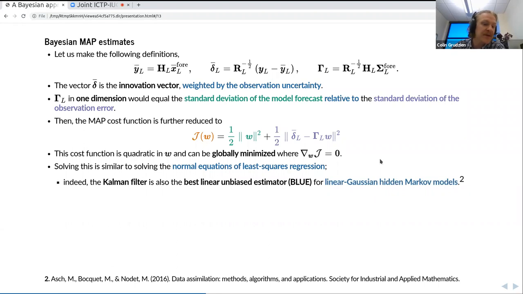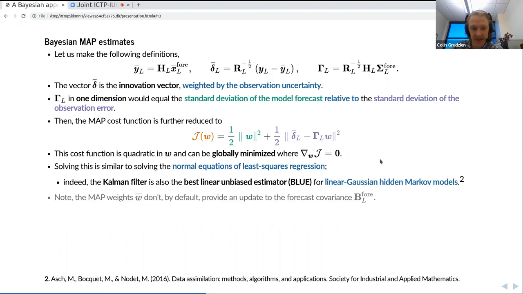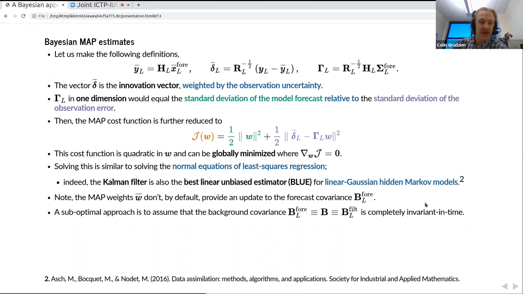And this is, of course, because the Kalman filter is exactly the best linear unbiased estimator for a linear Gaussian hidden Markov model. But let's note that the MAP weights, if we find this optimal w bar, don't by default provide an update to the forecast covariance. And one suboptimal approach is to simply assume that this background covariance, whether in the forecast sense or in the filtering sense, will just be equal to some B completely invariant in time.